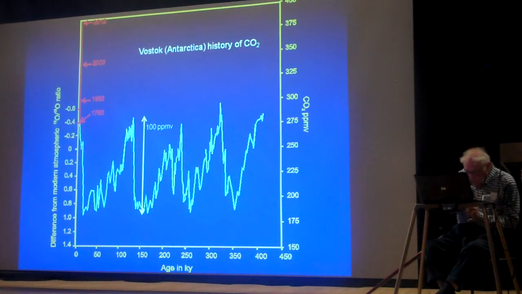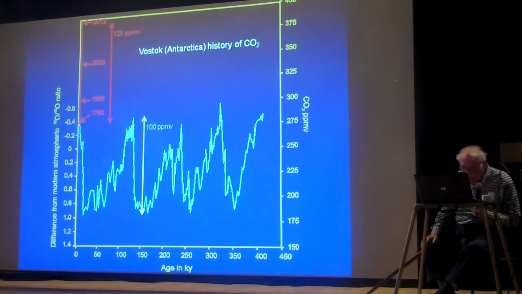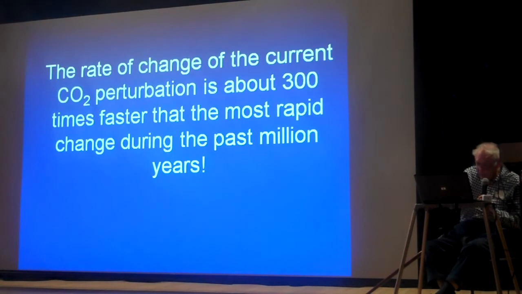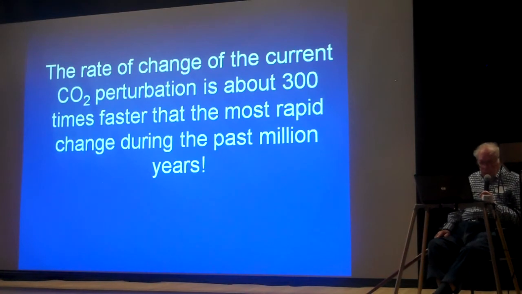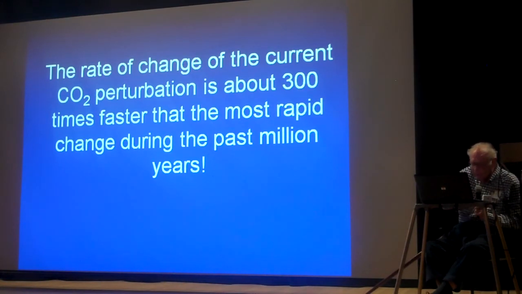During the glacials and interglacials, it's about 100 parts per million by volume. We've added 125 parts per million by volume since the Industrial Revolution, most of it in the last few decades. The rate of change is about 300 times faster than the most rapid change in the past million years. I like to think of that in terms of the difference between what happens when you drive your automobile into a concrete pillar at 1 mile an hour, or if you were able to, hit the concrete tower at 300 miles per hour. The effects are different.